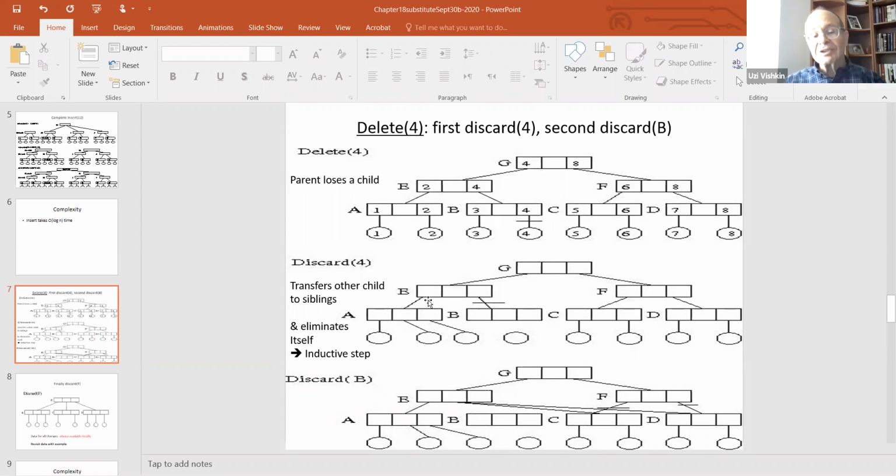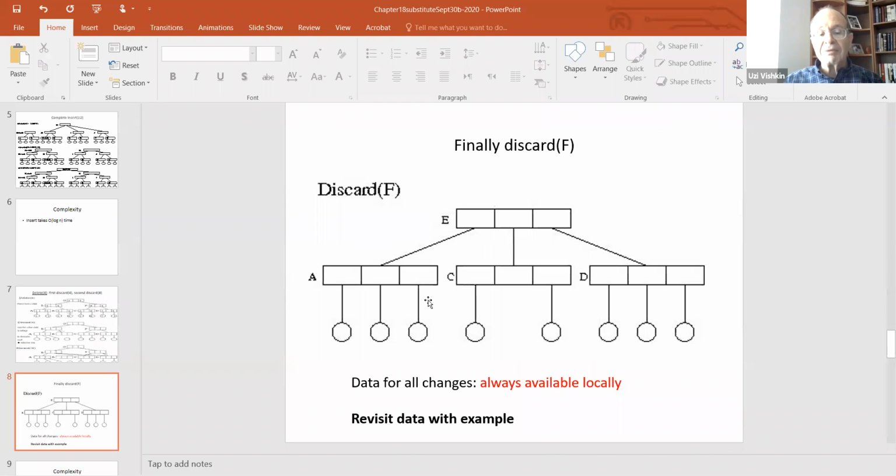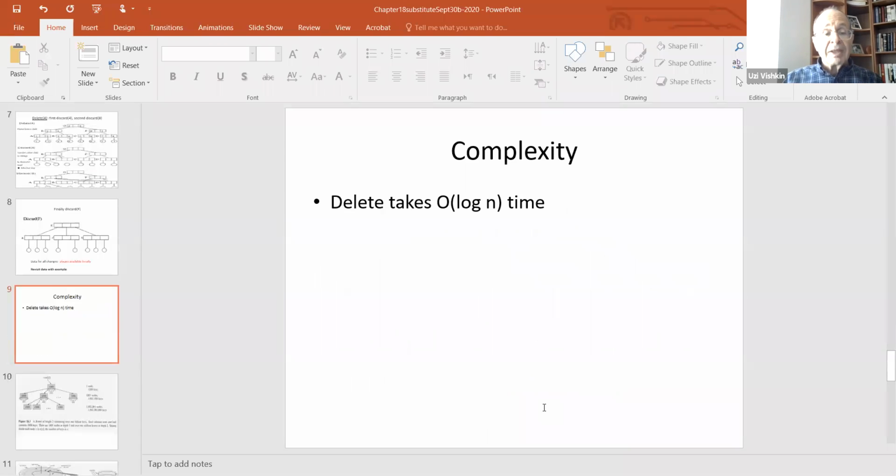Now, why is this so significant? So the point I was trying to make, that the data for all changes is always available locally, because when you shift and you have this maximum value for the right subtree, all the data is available here, and you may want to visit this with a numeric example all the way. This takes a logarithmic time, because the process I described here is really inductive, where you spend constant time per level.